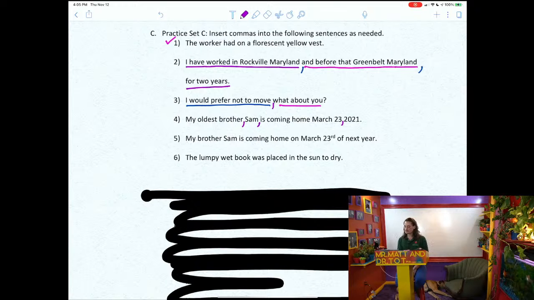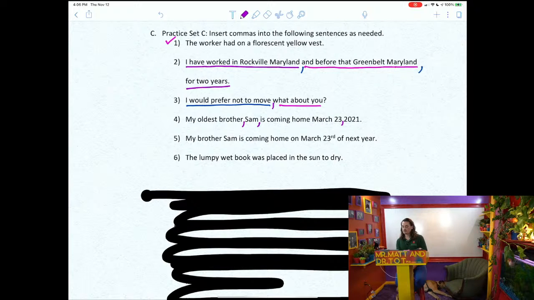Number 5, my brother Sam. Here we don't specify, and now unless I'm specifically trying to imply that I only have one, if I have more than one brother, then I need to specify which brother I'm speaking of. So here, Sam is essential to the identification of the individual subject. So we don't use any commas because now Sam is essential information.